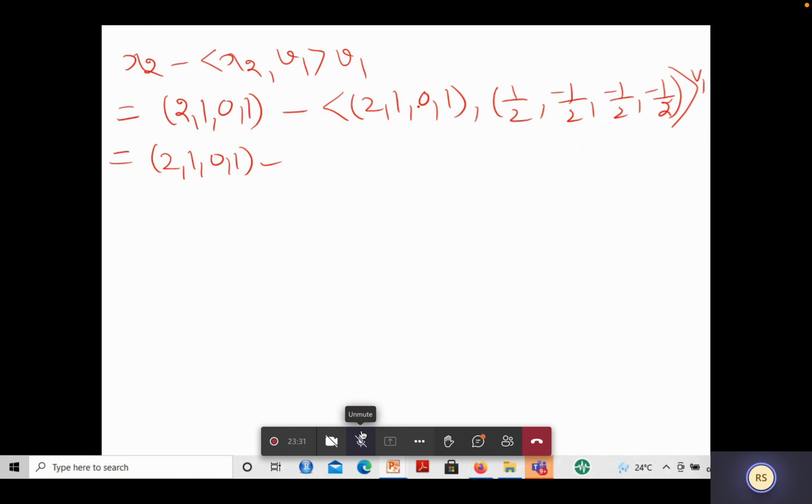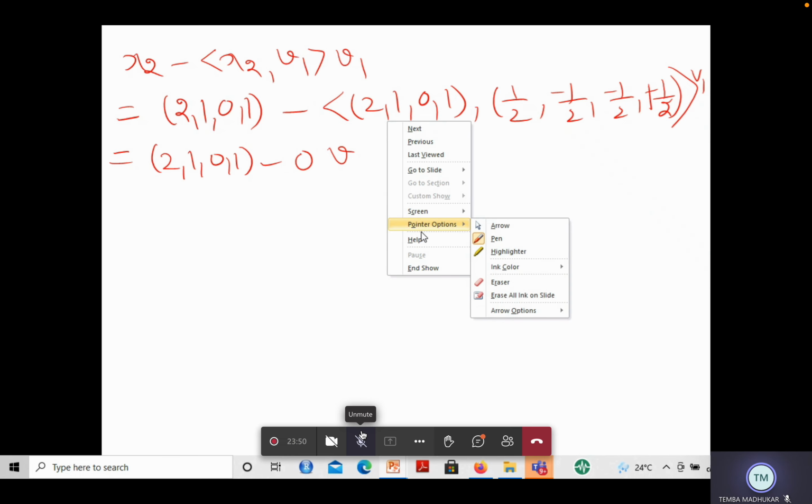(2, 1, 0, 1) minus the inner product of this: 2 into 1/2, 1, minus 1/2, so that is 1/2. 1/2 minus 1/2, 0. The last one will be plus 1/2. Yes, plus 1/2. Then it won't be 0. Sorry.